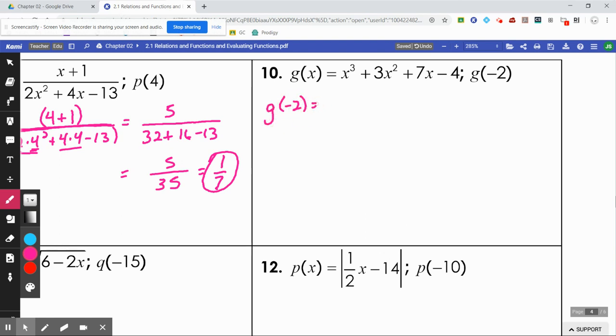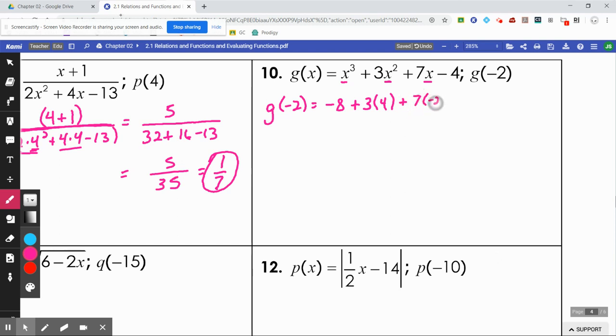Okay, number 10, g of x, and we're asked to find g of -2. So we're plugging in -2's, and if you would like to, here's another trick. As you plug them in, if you want to go ahead and do your exponents, because parentheses and exponents are going to be your first couple of steps, you can. (-2) to the third I know is -8. Plus 3 times (-2) to the second would be a negative times negative is a positive.